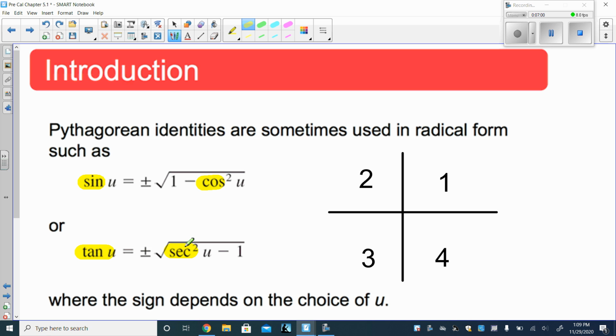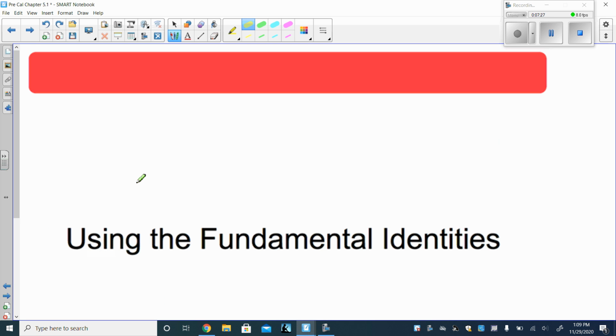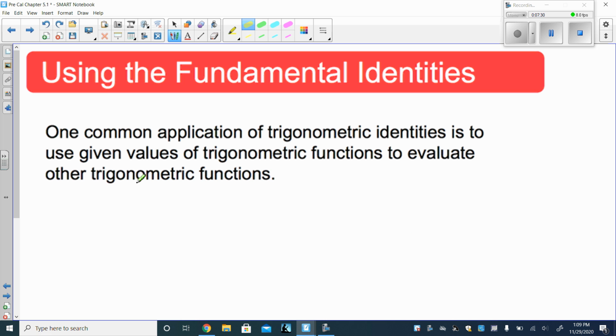Now, if you're wondering, how do I know which one I'm going to use? How do I know if I need cosine of u is equal to, or sine of u is equal to this one here? Well, it's all dependent on what we need. If we're wanting to simplify out cosine, then I'm going to use sine. If I'm trying to simplify sine, I'm going to use cosine. I'm going to use whichever one I need in order to simplify. It's all dependent on what my goal is.